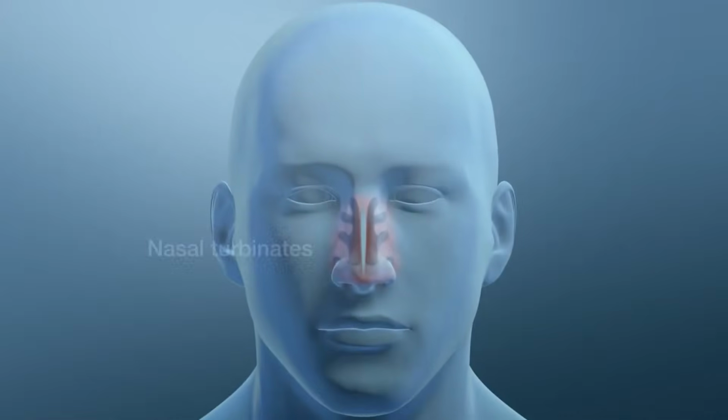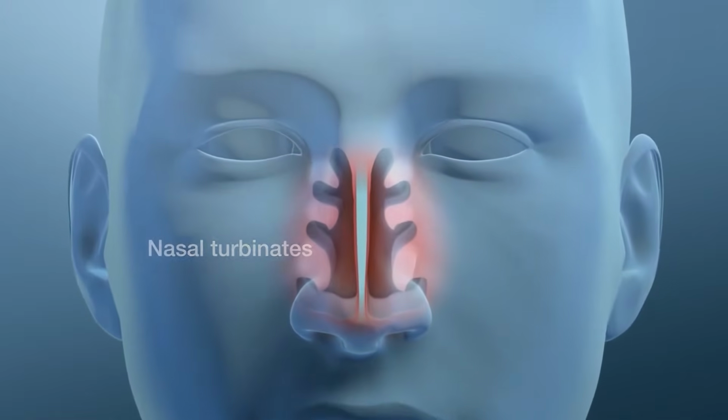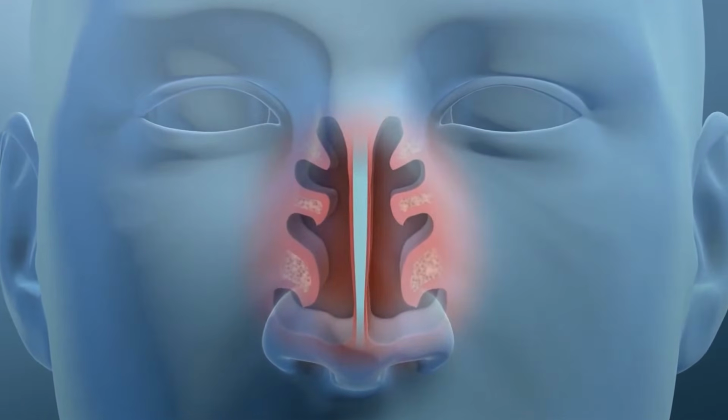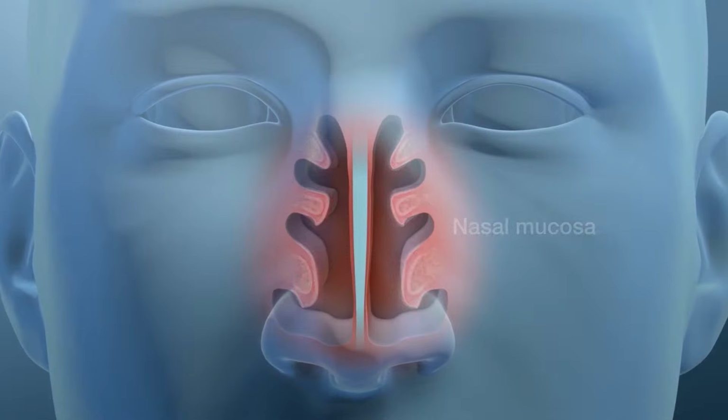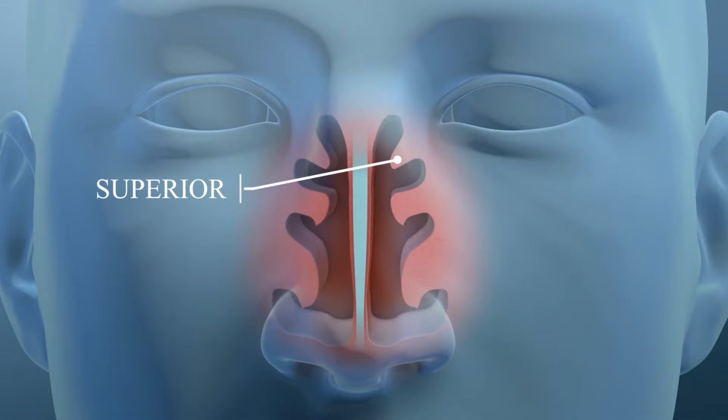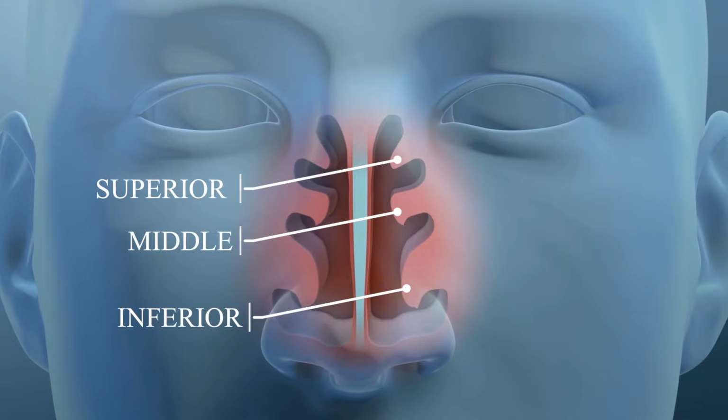Turbinates. Turbinates, or nasal conchae, are curved bones inside the nasal cavity that are covered in a thick layer of mucous membrane. They are responsible for increasing the surface area within the nose, which helps in conditioning the air that we breathe. The superior turbinate is the smallest and sits highest in the nasal cavity, while the middle and inferior turbinates are larger and sit below.